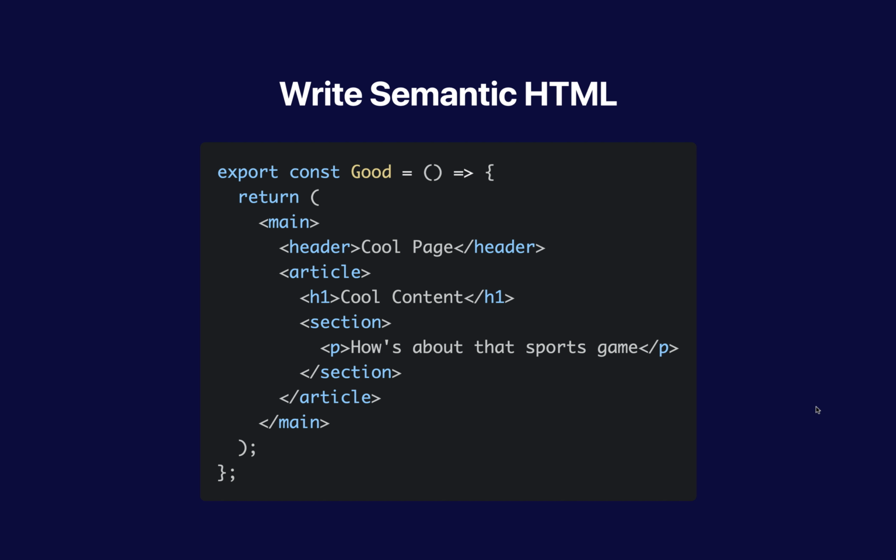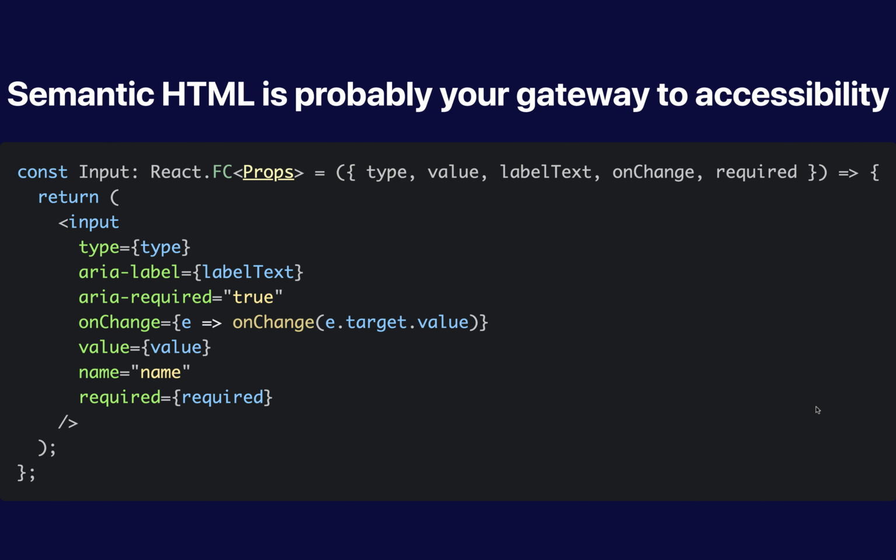And to extend on this, semantic HTML is, I know it says probably, but I've changed my mind, it's definitely your gateway to accessibility. So imagine that you've got a form-heavy React app, which is probably at least half of them out there, and you've got an input, and you've put it into a component because you want to reuse it. For an extra 2 lines of code, ARIA label and ARIA required can very easily be put in there. And this is a great way to start going down that pathway to accessible React apps. And I strongly encourage everybody to do this.